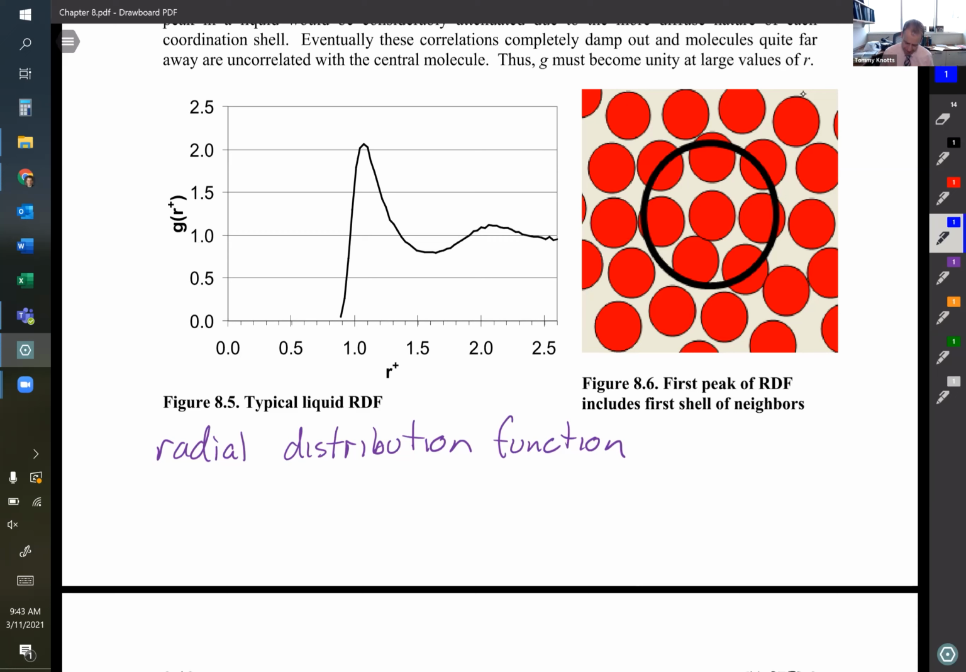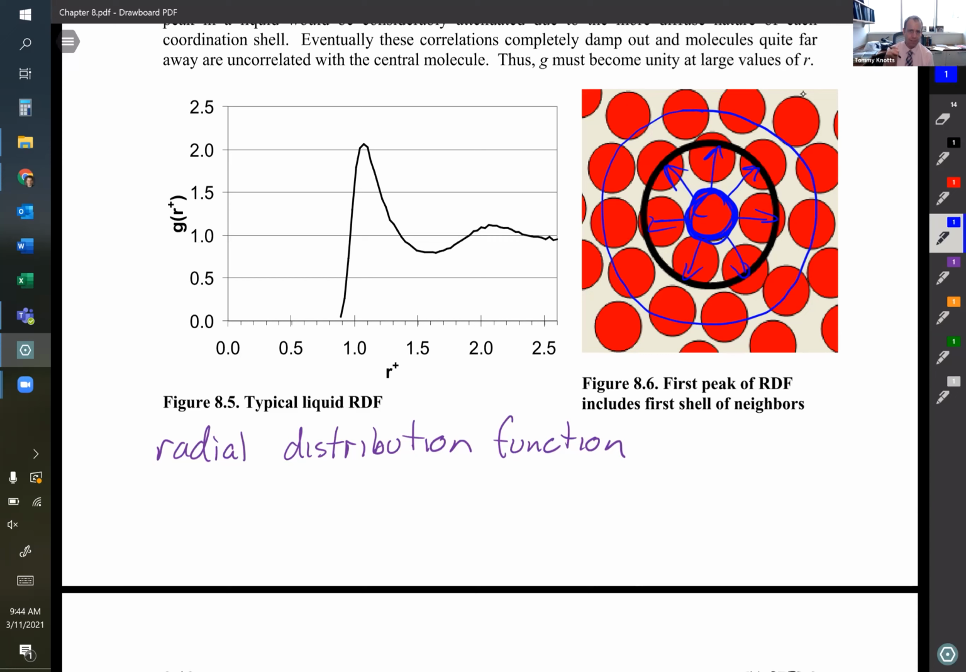What we mean by that is this. If I look at, say, a central particle, I can kind of consider that the center of my universe for a minute. And then I can look at every other particle and look at how far away it is. And you can kind of see about 1 molecular diameter away, 1 sigma, or 1 in dimensionless numbers, I kind of have a shell of atoms. And then if I look 2 molecular diameters away, I have another shell of atoms.